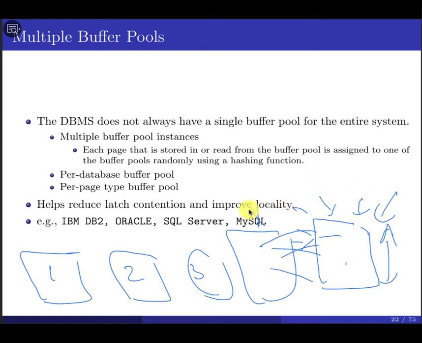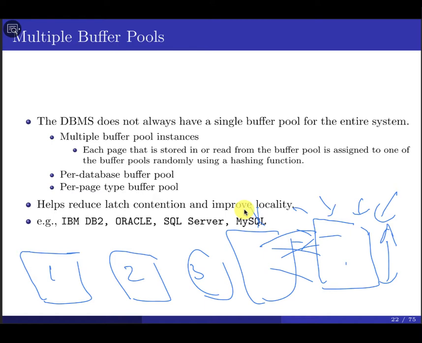Okay? So again, the database can maintain, in this case, multiple buffer pools for different purposes. What different purposes? The first one is a simple thing, multiple instances. Each page is going to be stored in, or read from, the buffer pool, and it's assigned to one of the buffer pools randomly. Of course, when you say randomly, it's not actually random. Every time, if page one is assigned or stored in buffer pool one, it's always going to be assigned to buffer pool one.